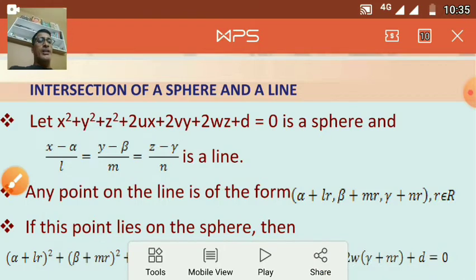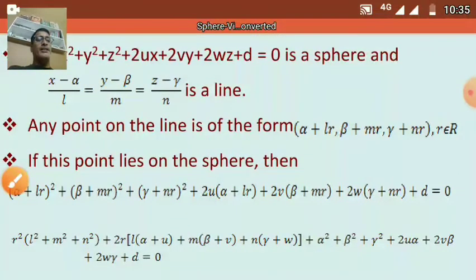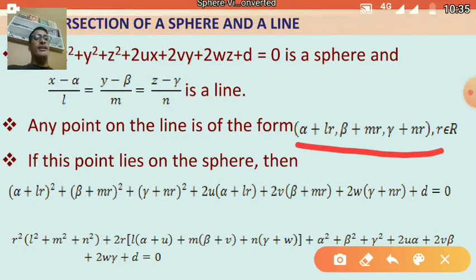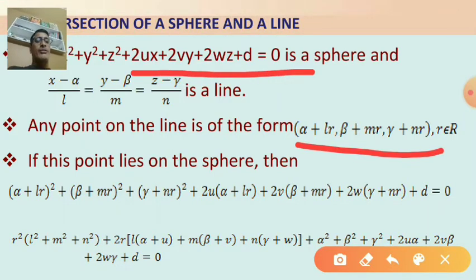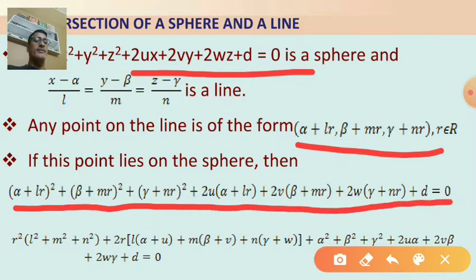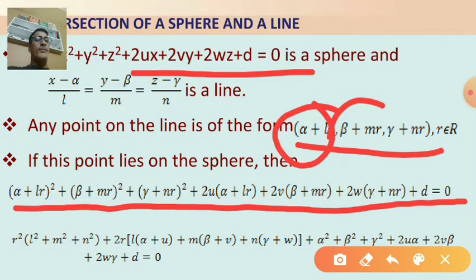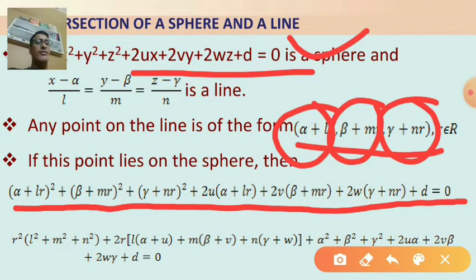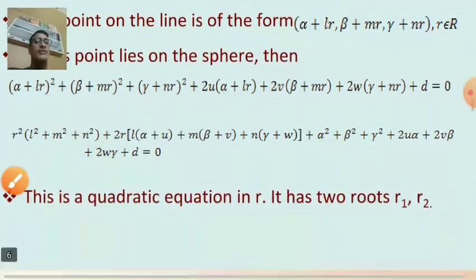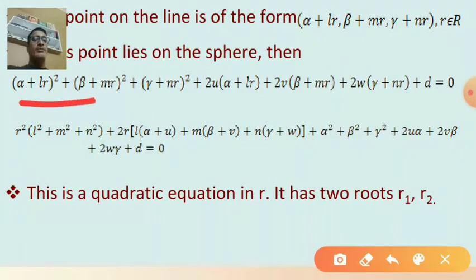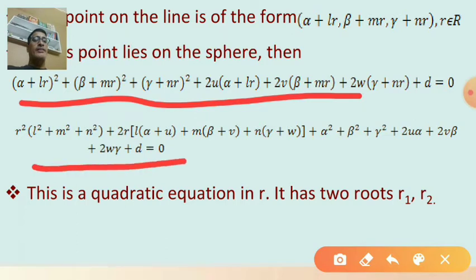So by substituting this point in this sphere equation, we will get this expression. By taking x equal to alpha plus lr, y equal to beta plus mr, z equal to gamma plus nr in this equation, we will get this. On simplification, from this equation, we will get this equation.